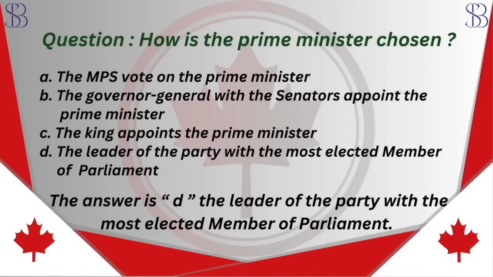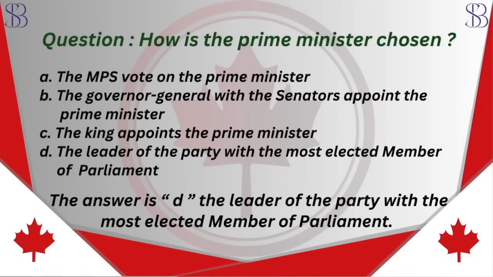Question. How is the Prime Minister chosen? A. The MPs vote on the Prime Minister. B. The Governor General with the Senators appoint the Prime Minister. C. The King appoints the Prime Minister. D. The leader of the party with the most elected members of Parliament. The answer is D. The leader of the party with the most elected members of Parliament.